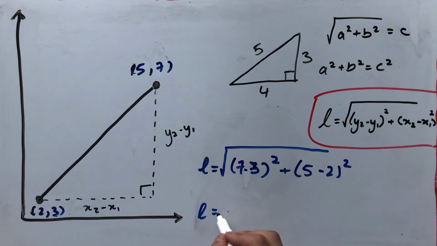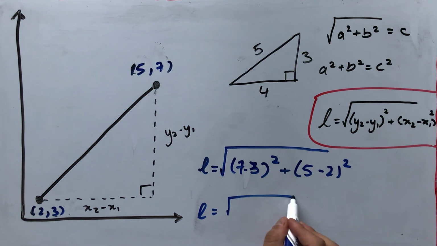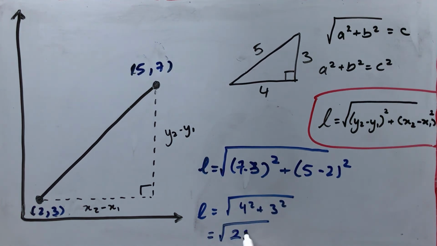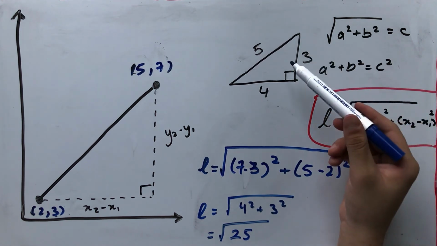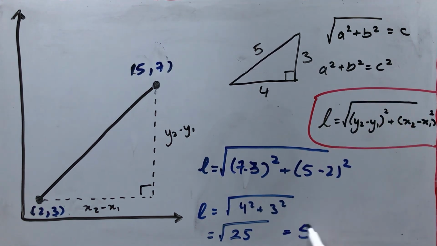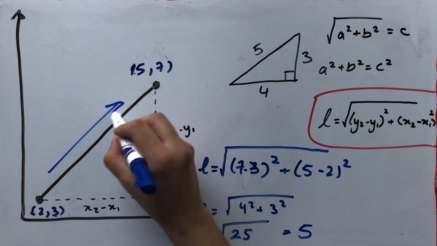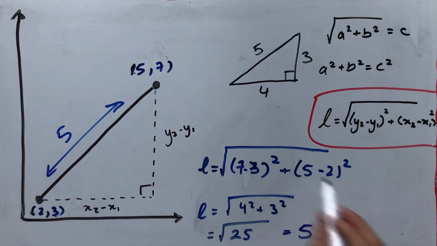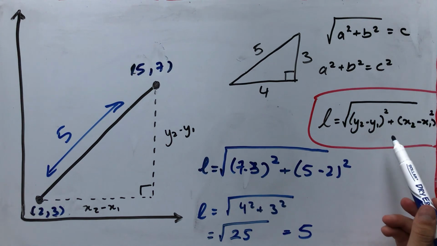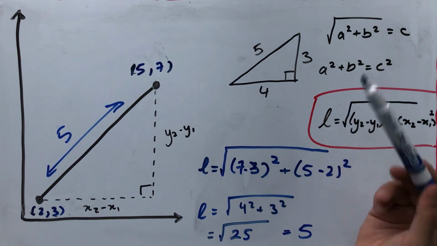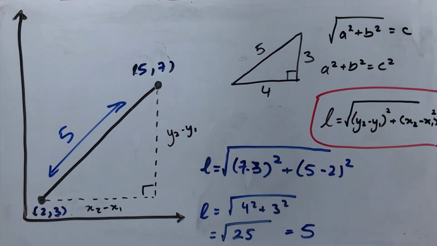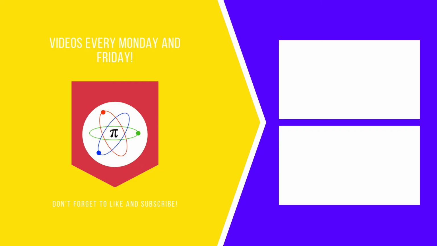Right? When we apply this, we know that this will be the square root of 4 squared plus 3 squared, which is equal to the square root of 25. And if you actually look back to this, we know that this will be 5. So the length of this line is actually 5. So using this simple formula, which we have derived from Pythagoras' theorem, we can find the length of any line in the xy plane.